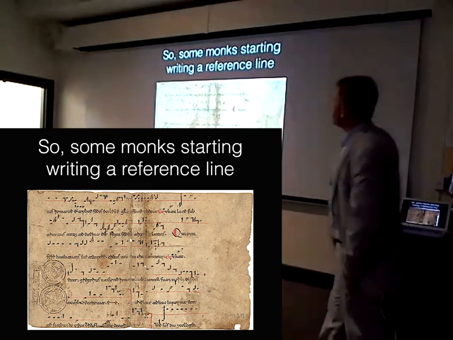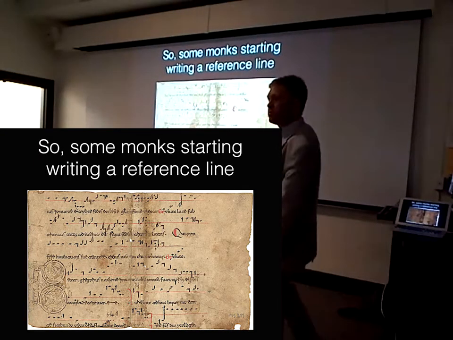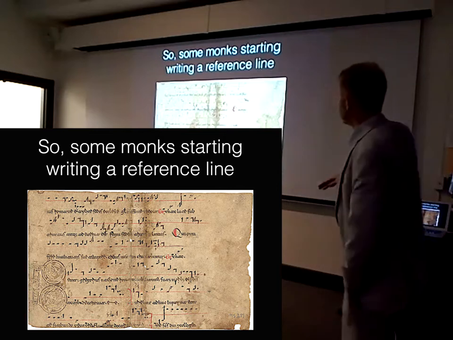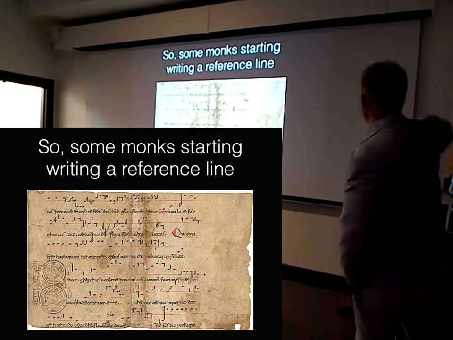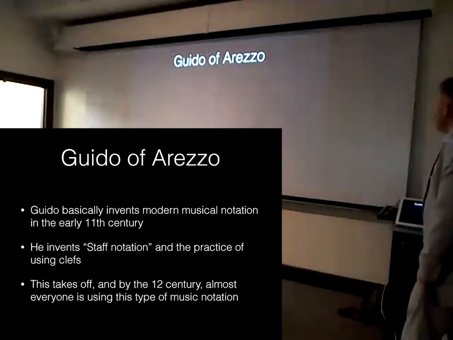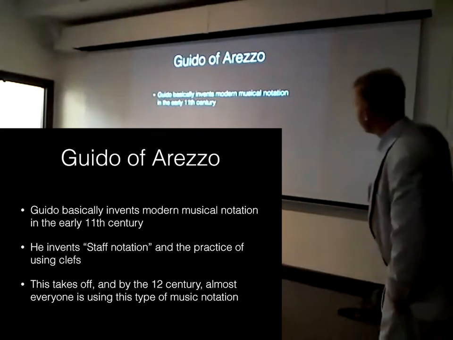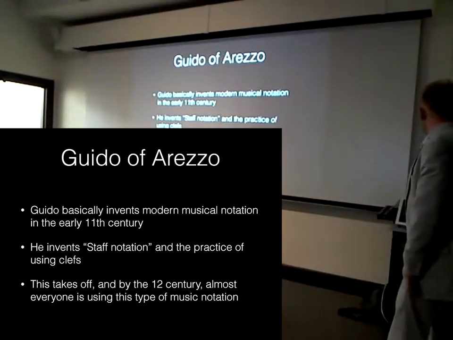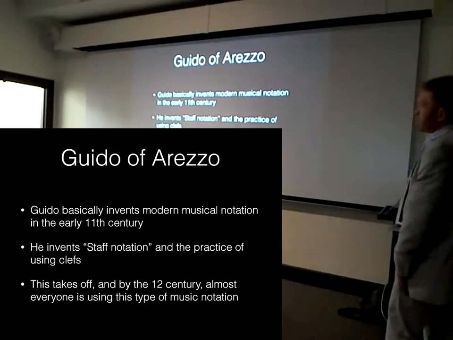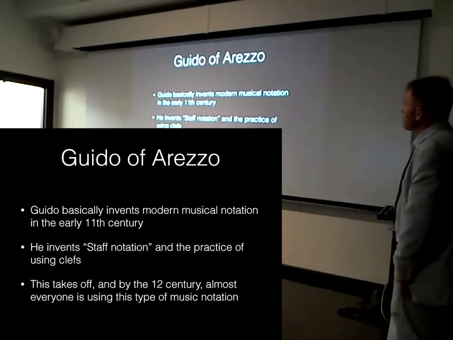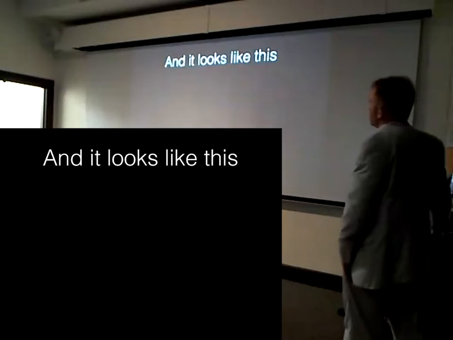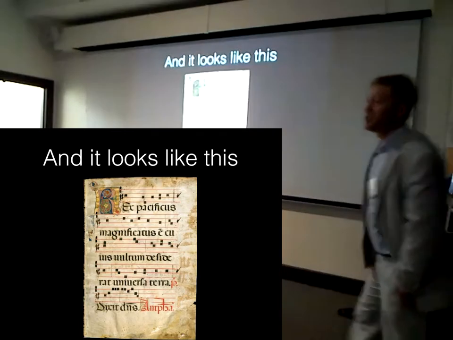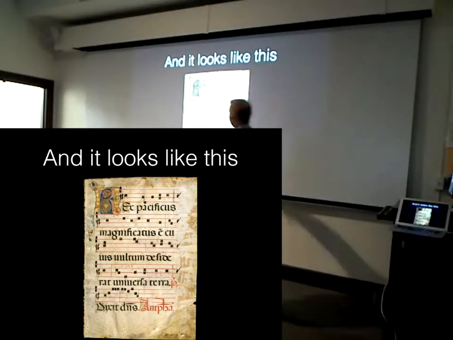So some monks started writing a reference line. You get this red line that says, okay, when we come back to this line, we're coming back to the same pitch. But then this guy, Guido of Arezzo, basically invents modern notation in the early 11th century. He invents staff notation and the practice of using clefs. This takes off, and by the 12th century, almost everybody is using this type of music notation. And it looks like this. And this is where we ended up.